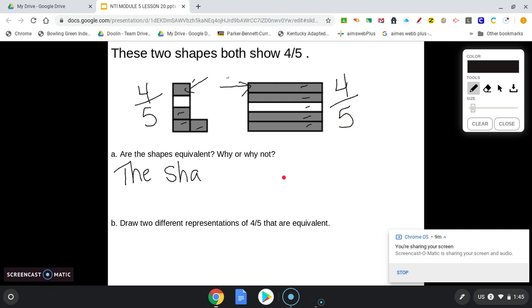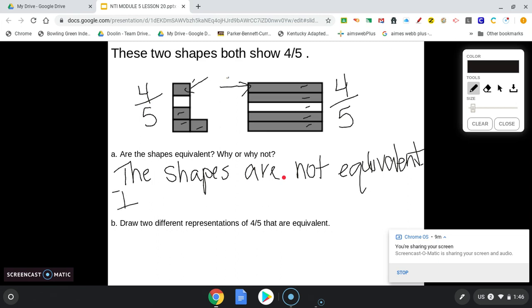So you need to answer it in a complete sentence. The shapes are not equivalent, and then I want you to explain why on your paper. You can pause the video while you do that. You can say I know or because, but you need to finish that and tell why they're not equivalent. Now, I also want you to draw another representation that shows 4/5 and make it equivalent here.